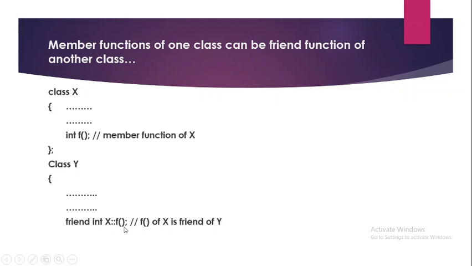It means that the f function which is under the scope of class X and whose return type is integer is a friend of class Y. In short, the f function of X is a friend of Y. So like this, we can declare a member function of one class as a friend to another class. We will see a programmatic example of this type also, so by that it will be more clear.